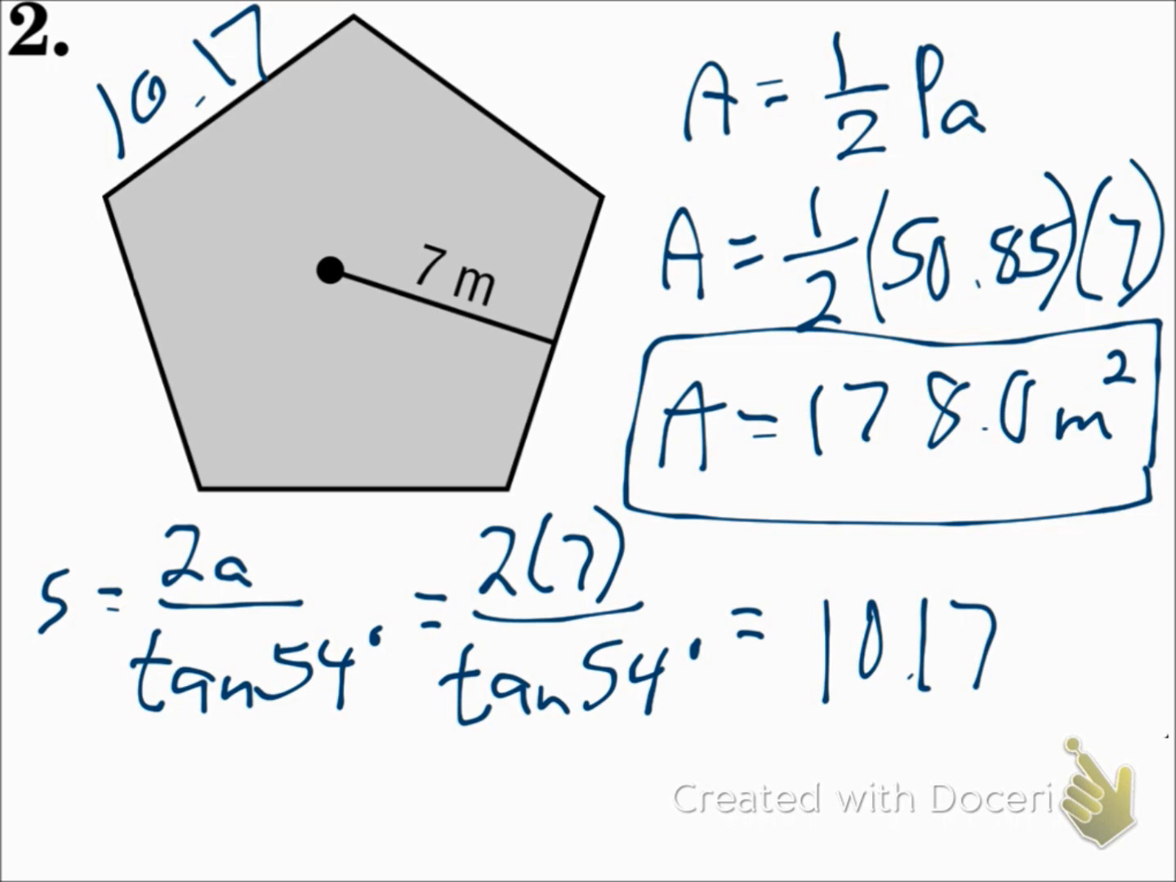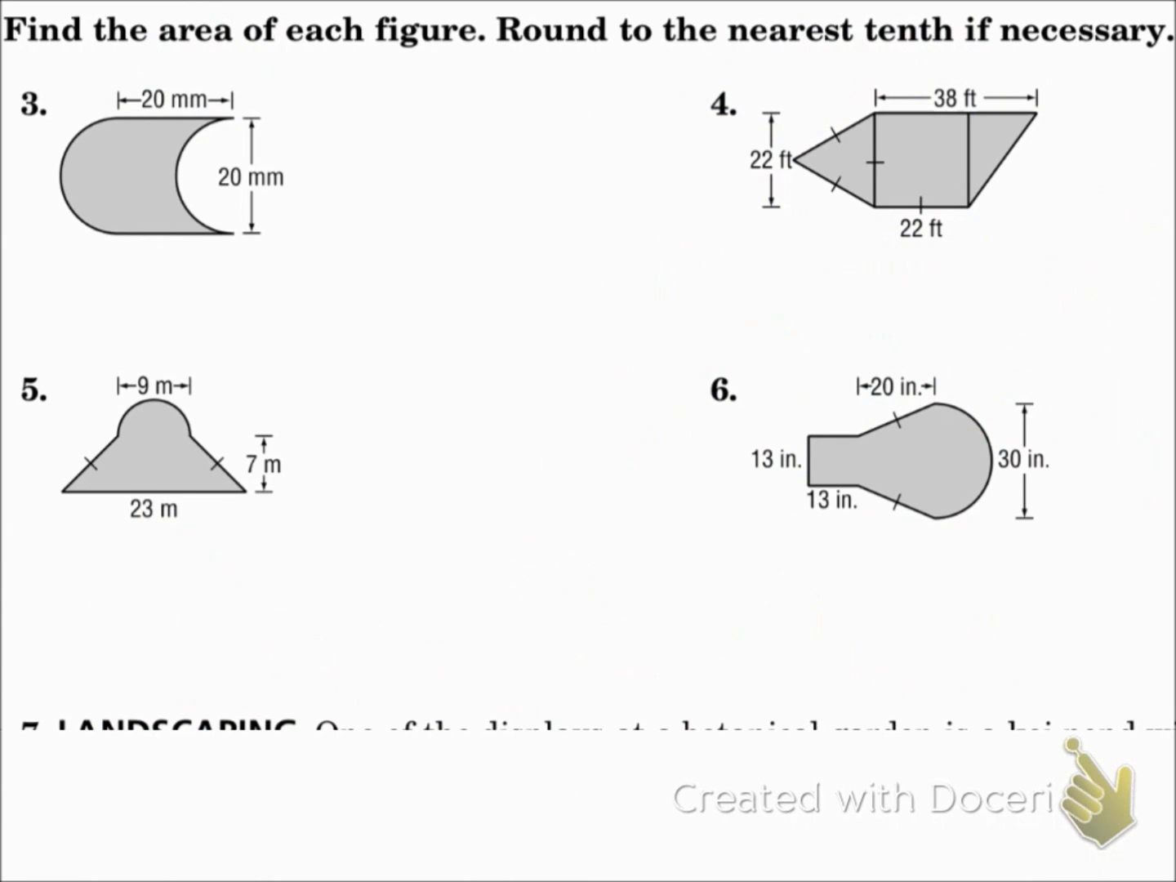So when you know the apothem, use your apothem chart to find one of the side lengths, 2a over tangent 54 degrees. Since there's 5 sides, multiply the side length by 5 to get the perimeter, and use the apothem. Find the area of each figure. Round to the nearest tenth if necessary.